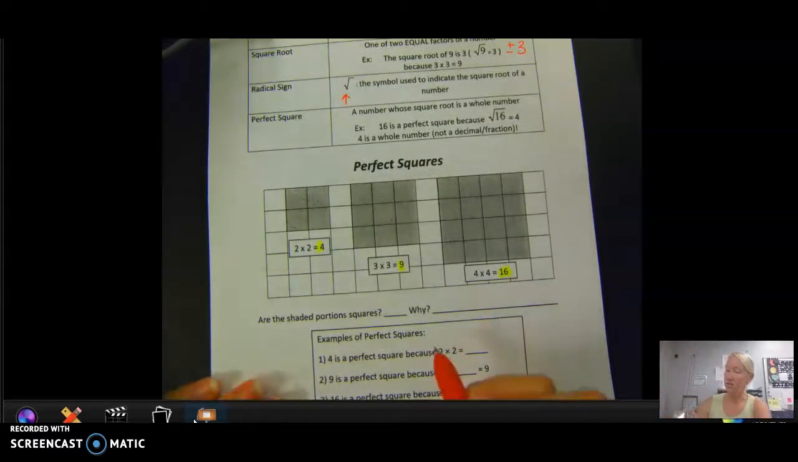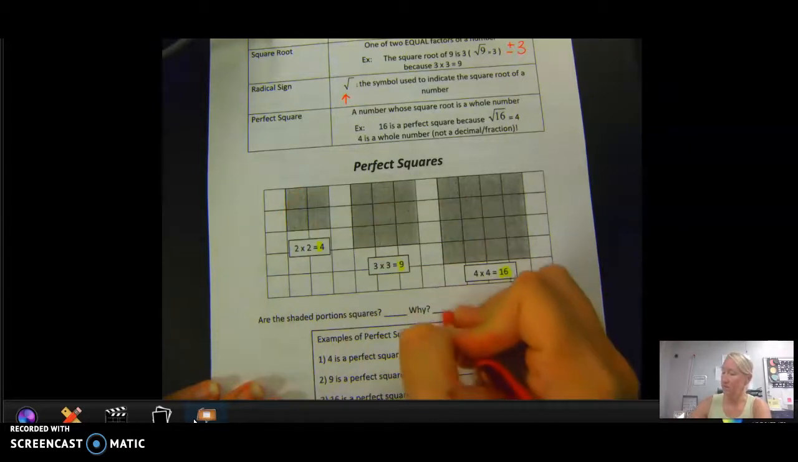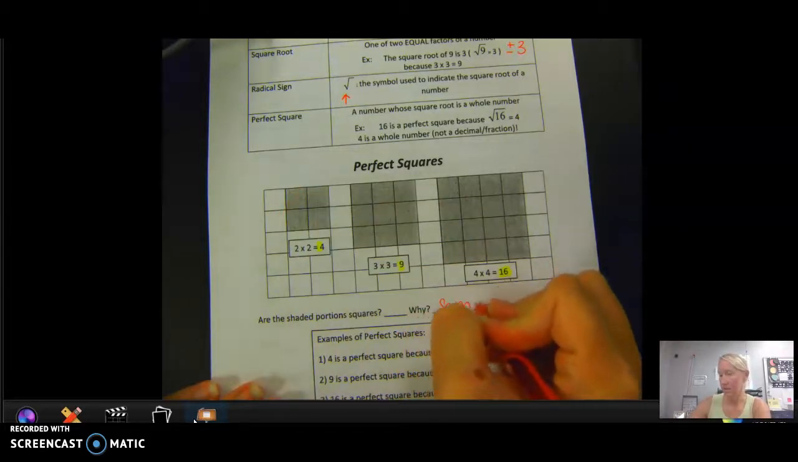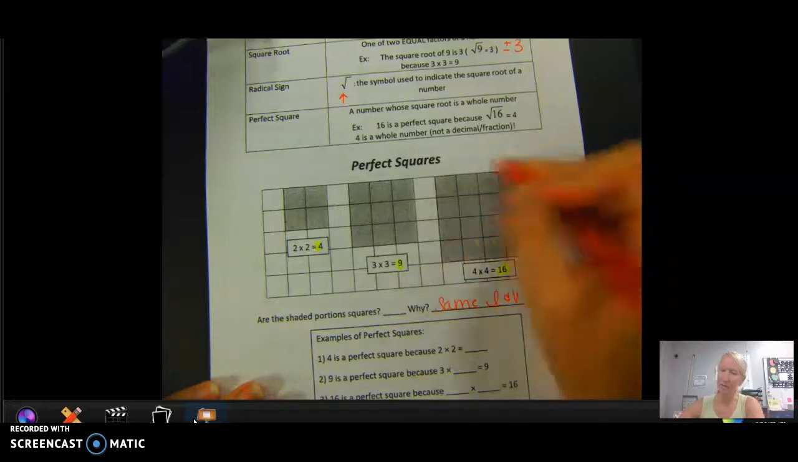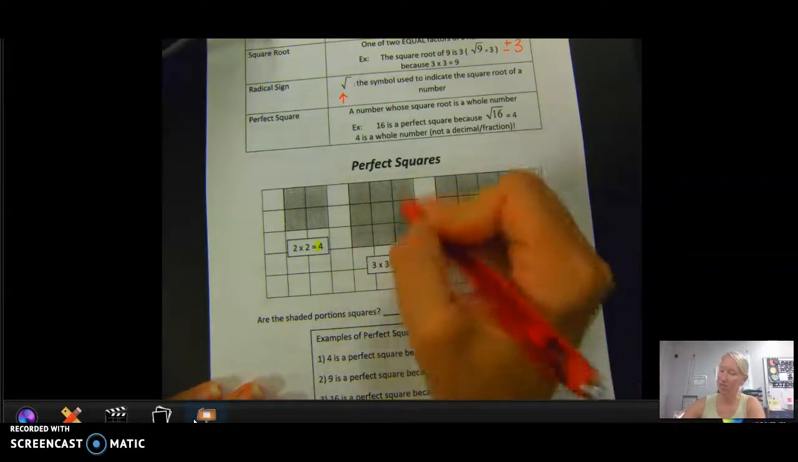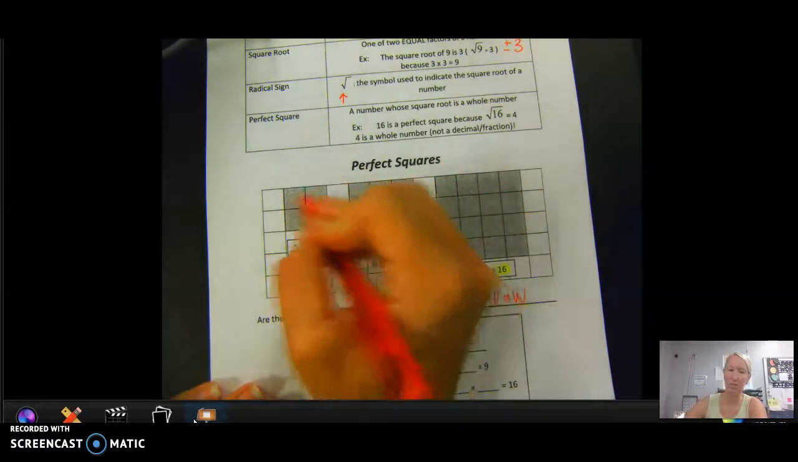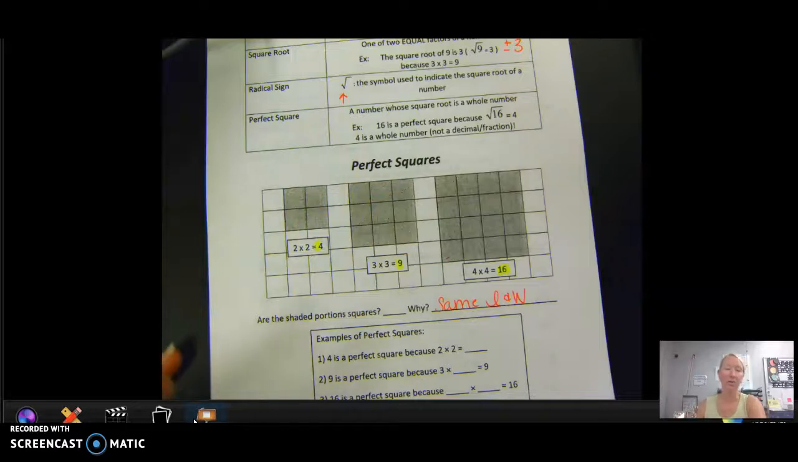Why are the shaded portions squares? Because they have the same length and width. So it's a 4 by 4, and it makes 16 squares. It's a 3 by 3, so it makes 9 squares. 2 by 2, so it makes 4 squares. So if I had a 5 by 5, it would be a square, and it would make 25 squares.